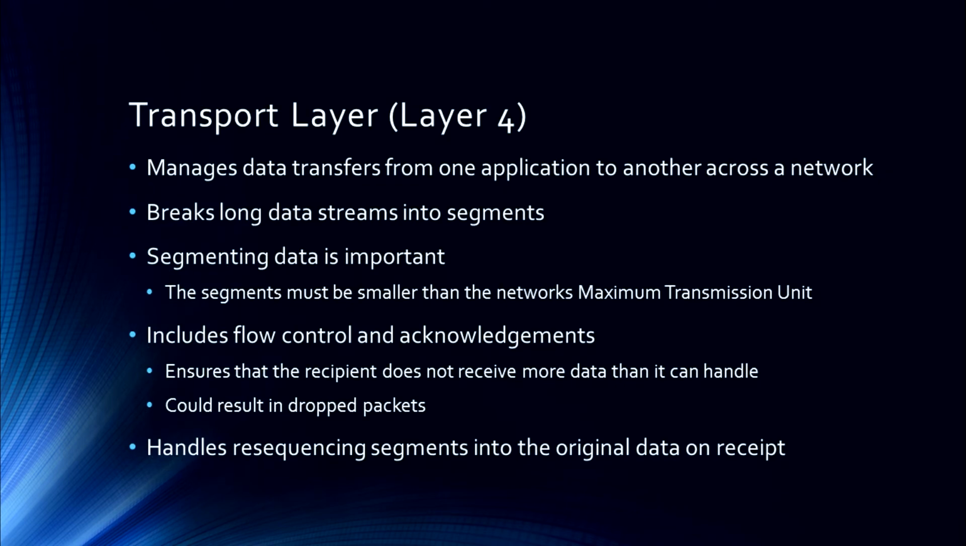The fourth layer manages data transfers from one application to another across the network. It breaks down long data streams into segments. Segmenting data is important. The segments must be smaller than the network's maximum transmission unit. This includes flow control and acknowledgments. It ensures that the recipient does not receive more data than it can handle, because this could result in dropped packets. It handles resequencing segments into the original data on receipt.